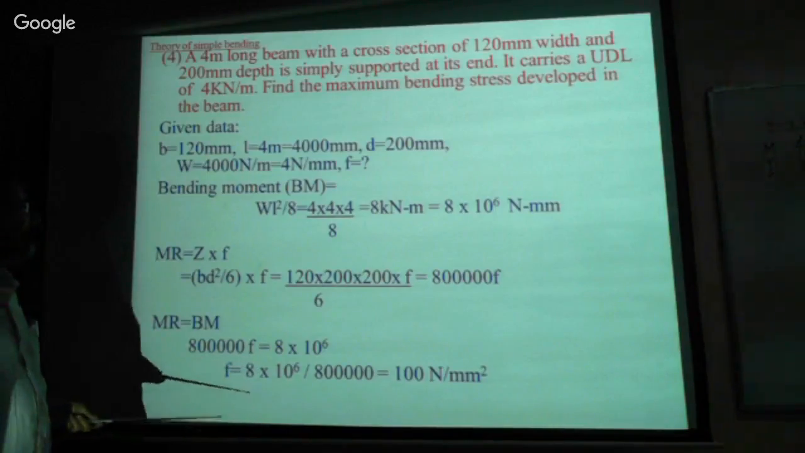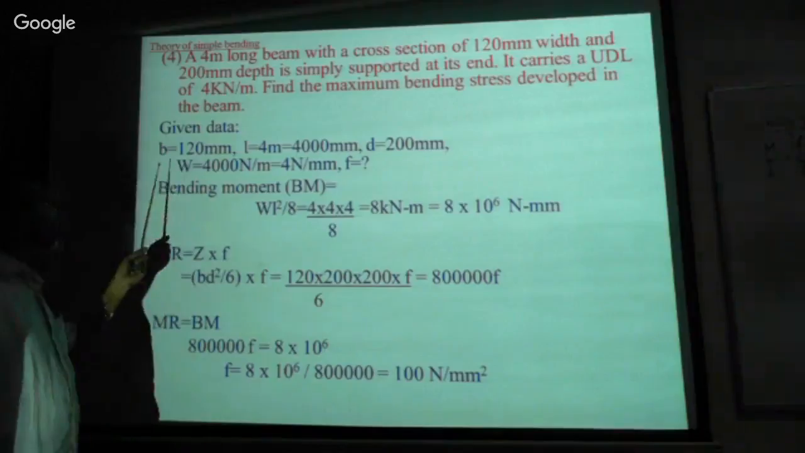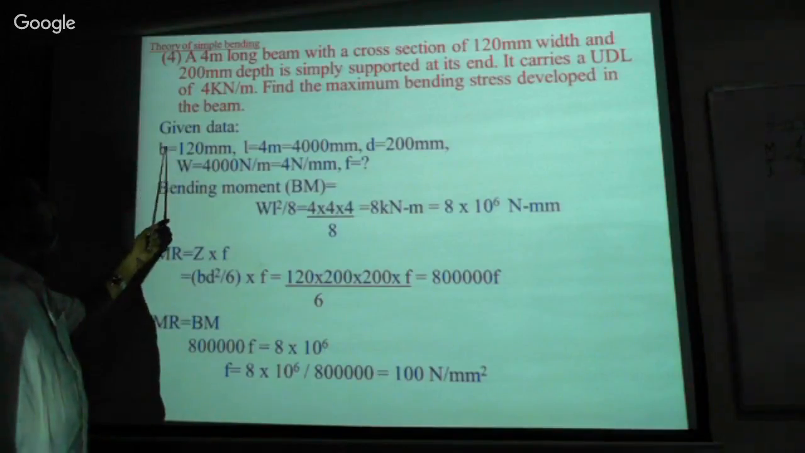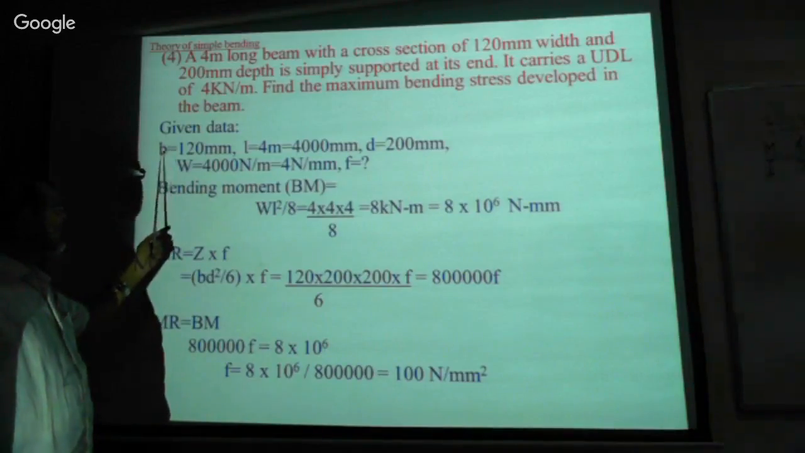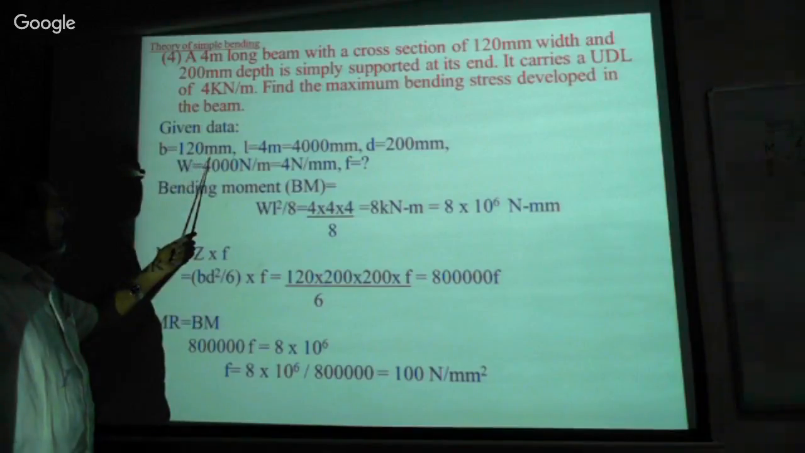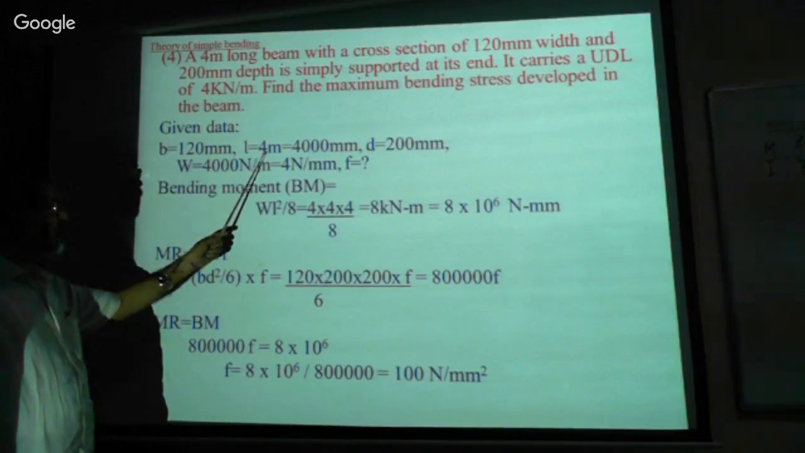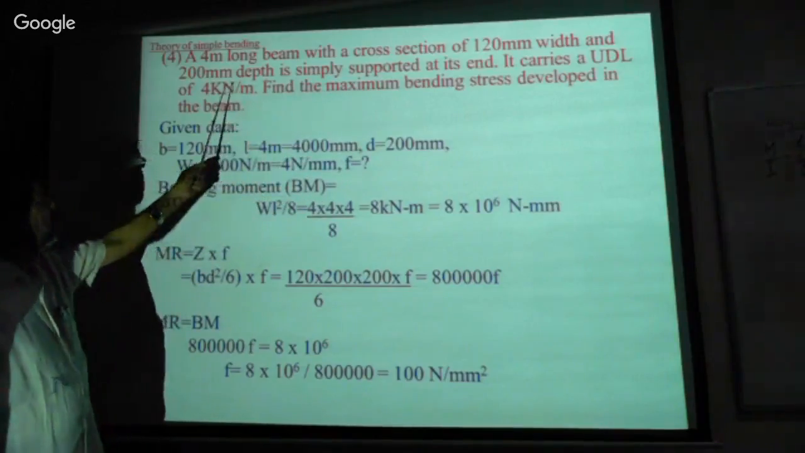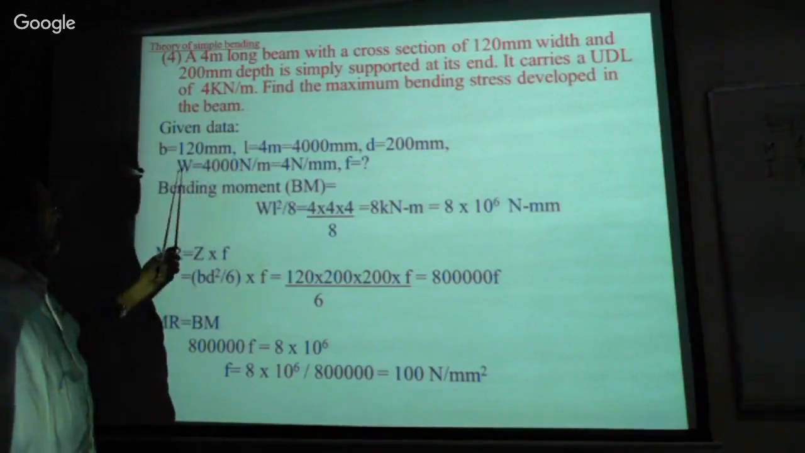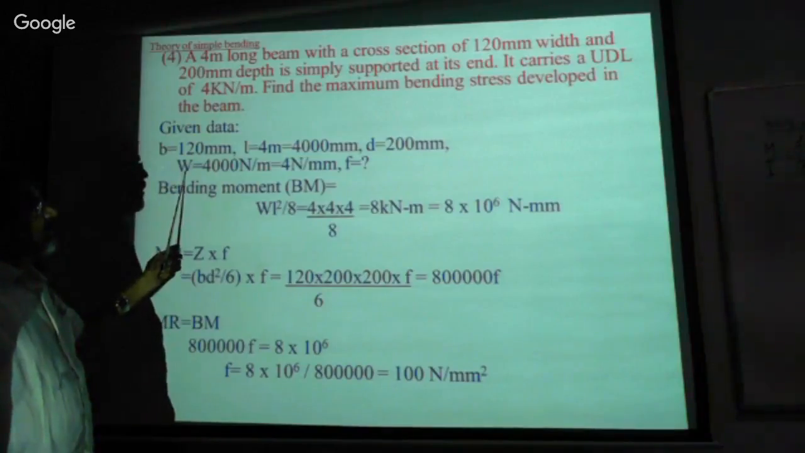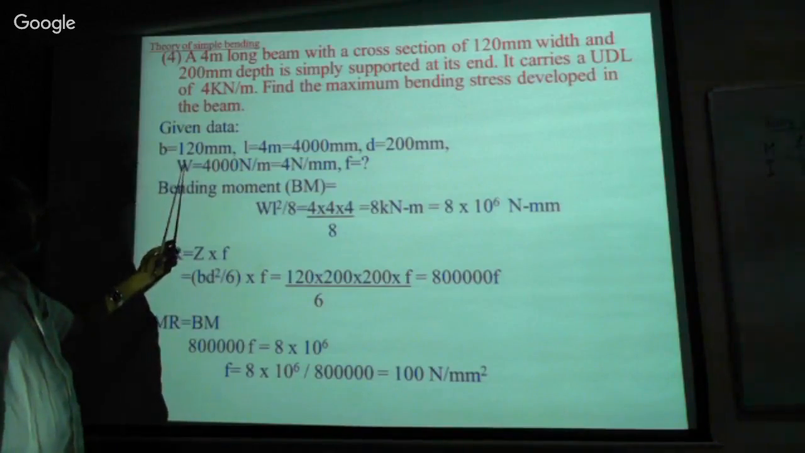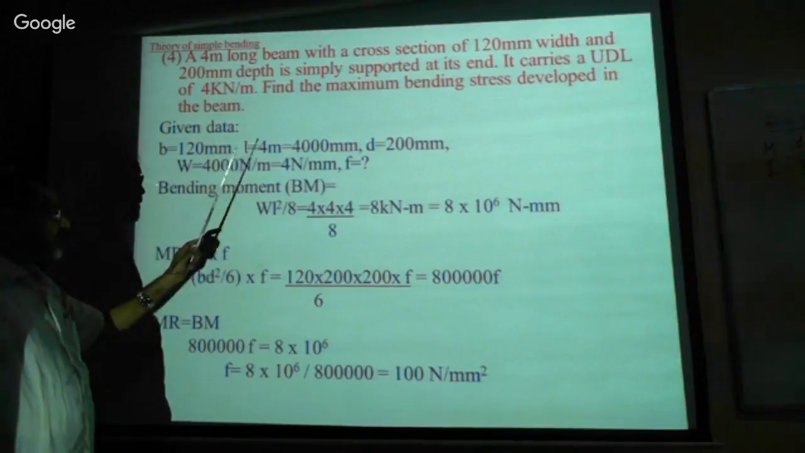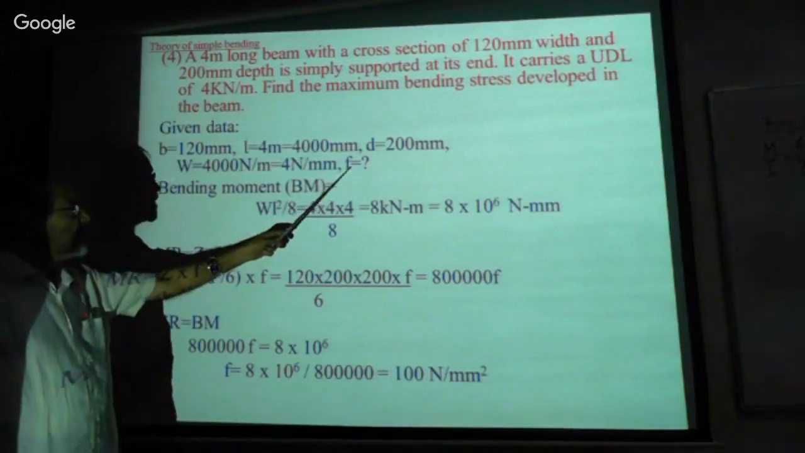To find the stress induced in the material, first write down the given data. B is equal to 120 millimeter, L is equal to 4 meter, and depth D is equal to 200 millimeter. W is the load acting on the beam, the UDL, which is equal to 4000 Newton per meter. Now we need to calculate the stress.